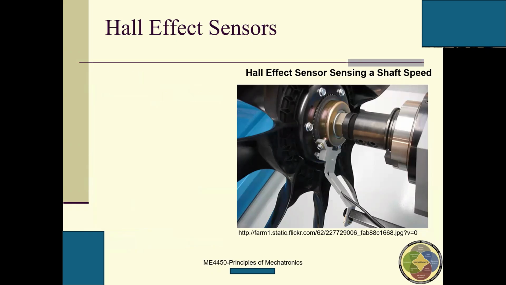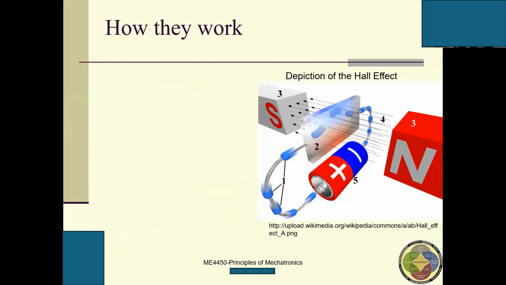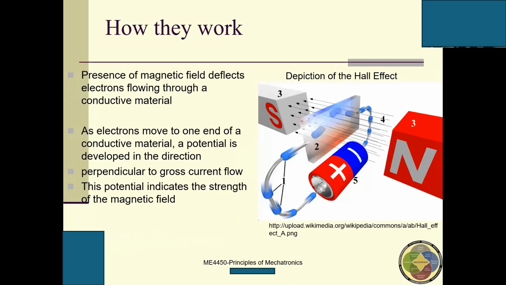So how does it work? Here is the principle. Suppose we have a permanent magnetic field. These are 2 poles, North Pole and South Pole. The presence of a magnetic field deflects electrons flowing through a conductive material. Suppose this is a battery. Here is a conductive material, here is a path. If you have a magnetic field here, the field will deflect electrons flowing through this path.